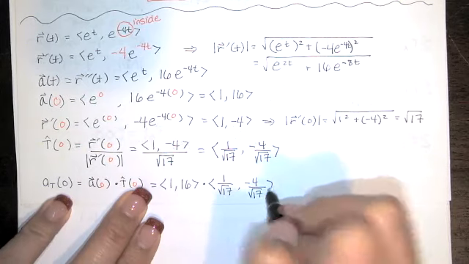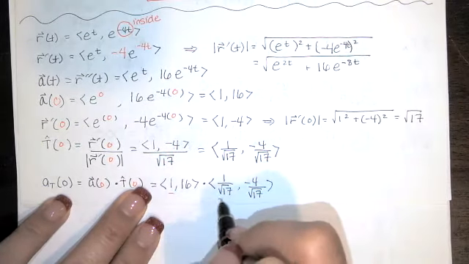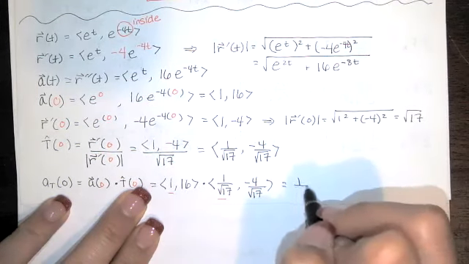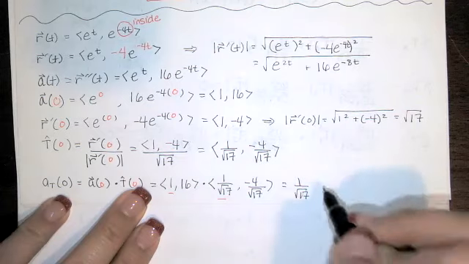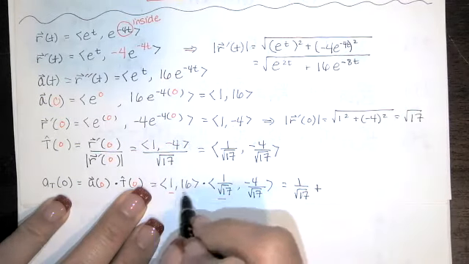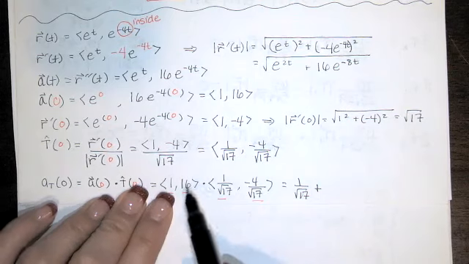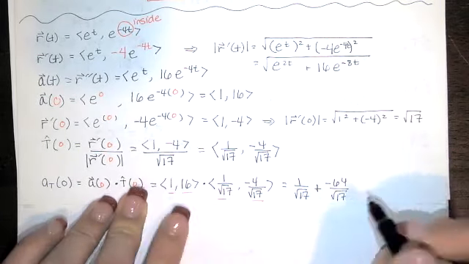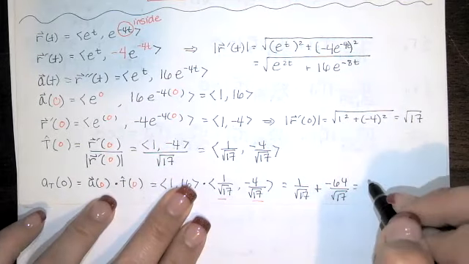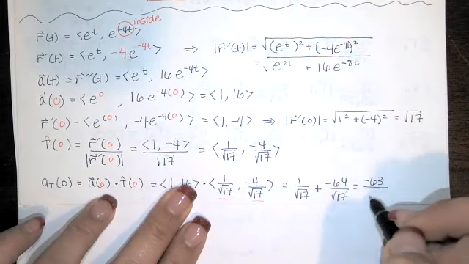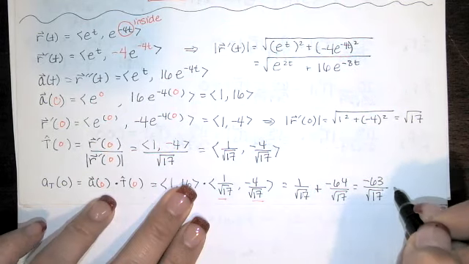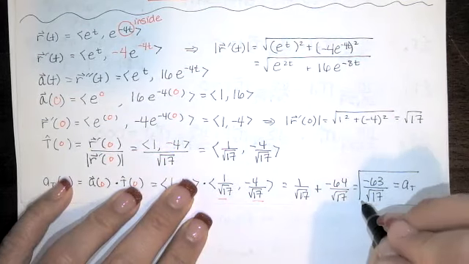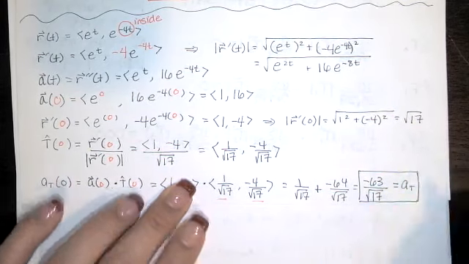Remember how dot products work? You're going to multiply component by component and add. So you'll have 1 times this, which is of course 1 over square root of 17, plus this times this. It's going to give us a -64 over square root of 17. And of course we can add the numerators, keep the common denominator. We get -63 over the square root of 17 as the tangential component of acceleration. Since it's negative, that just means we're slowing down.